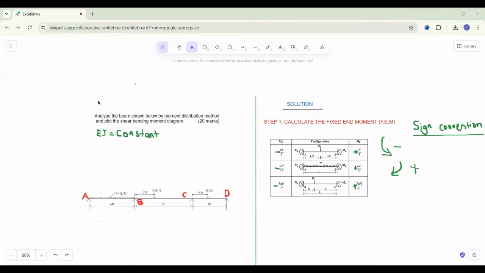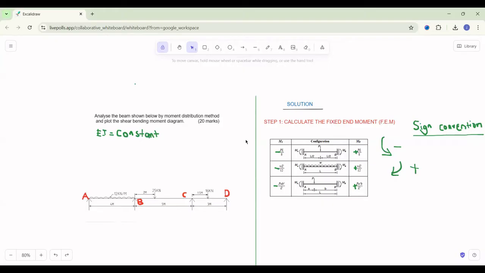So in this question, the beam is supported at A, B, C, and D. It is simply supported at A, B, C, and D. Span AB is 12 meters, span BC is 5 meters and has a point load of 25 kilonewton. Span CD has a point load of 10 kilonewton, which is at the mid-span.